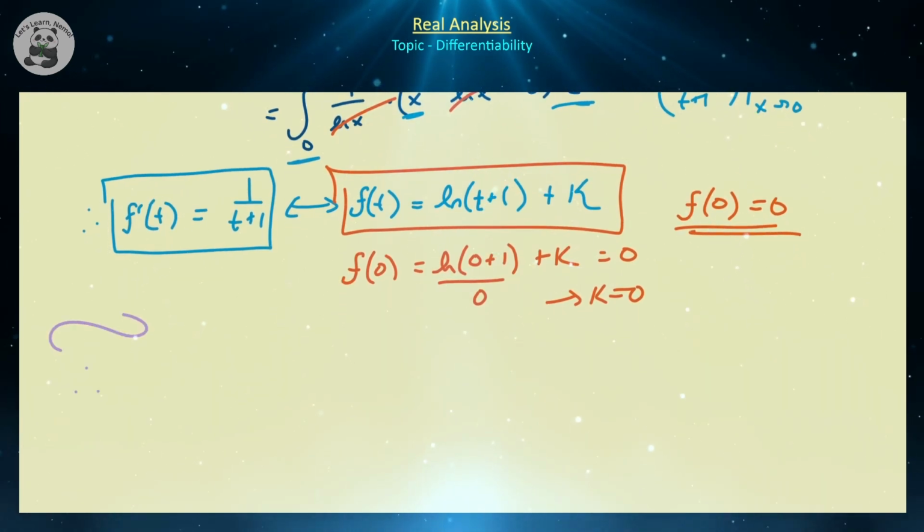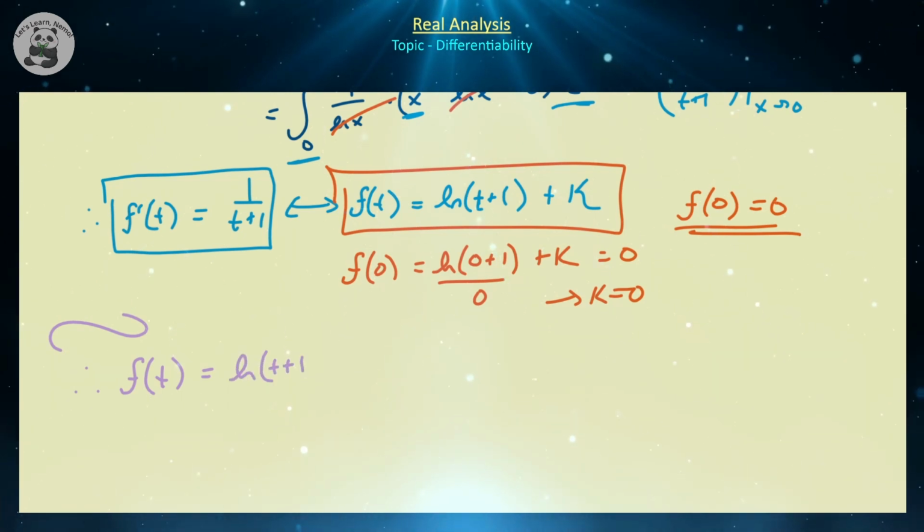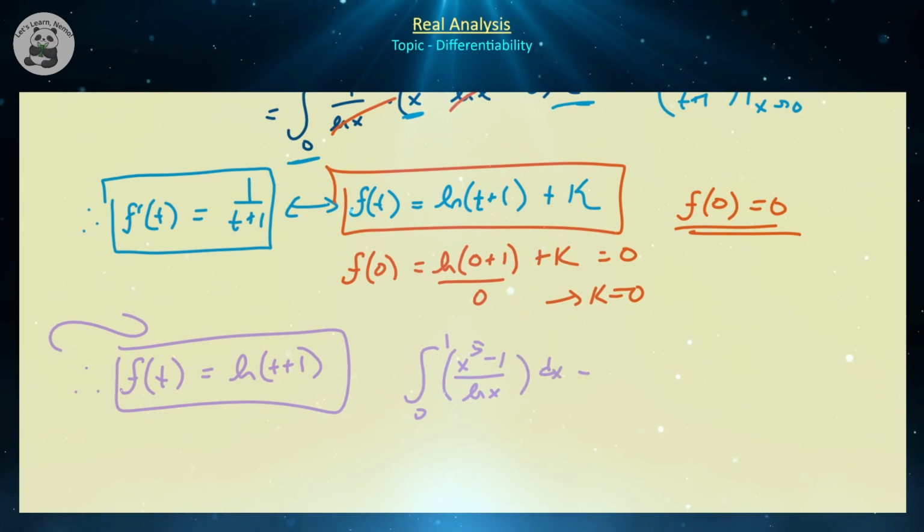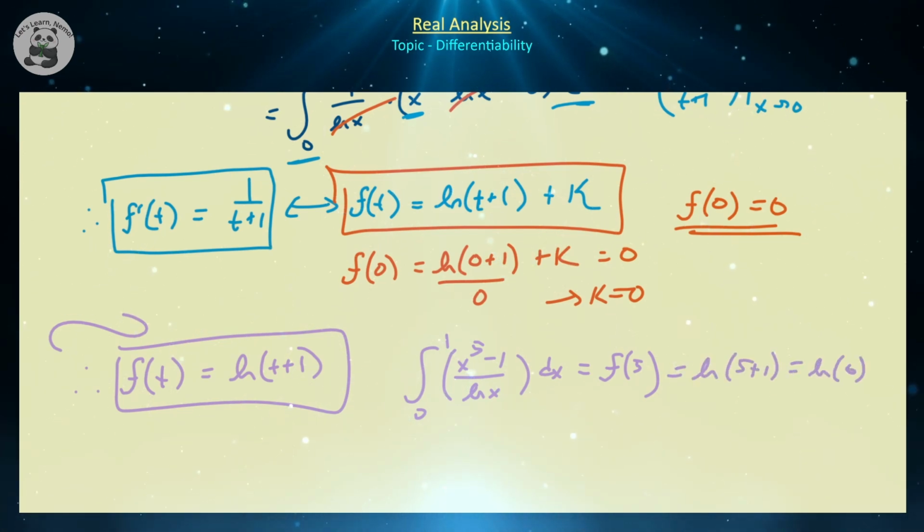That means the particular solution to our differential equation is f of t equal to the natural log of t plus 1. But why are we doing this? Keep in mind our integral from 0 to 1 of x to the 5 minus 1 over the natural log of x dx was the same as f of 5. And f of 5 is just going to be equal to the natural log of 5 plus 1, which is just the natural log of 6.